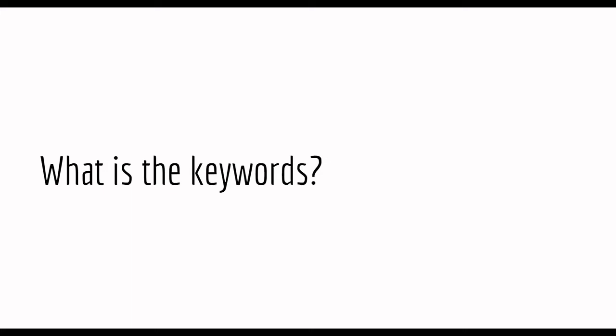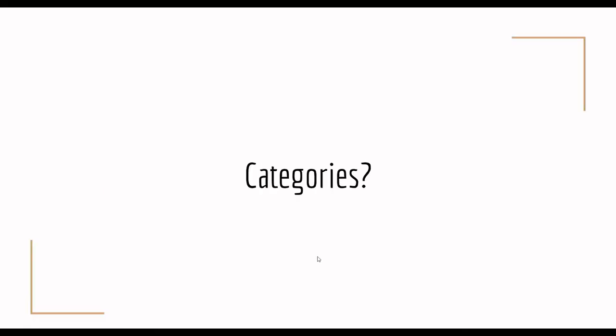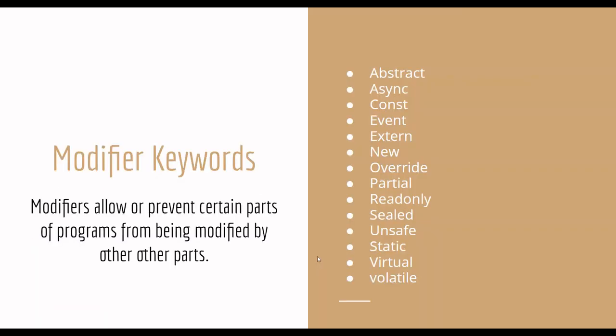The keywords have different categories, and we're going to discuss each category one by one. The first category is the modifier keywords. Modifier keywords basically prevent a certain part of the program from being modified by another part of the program, like the abstract class.